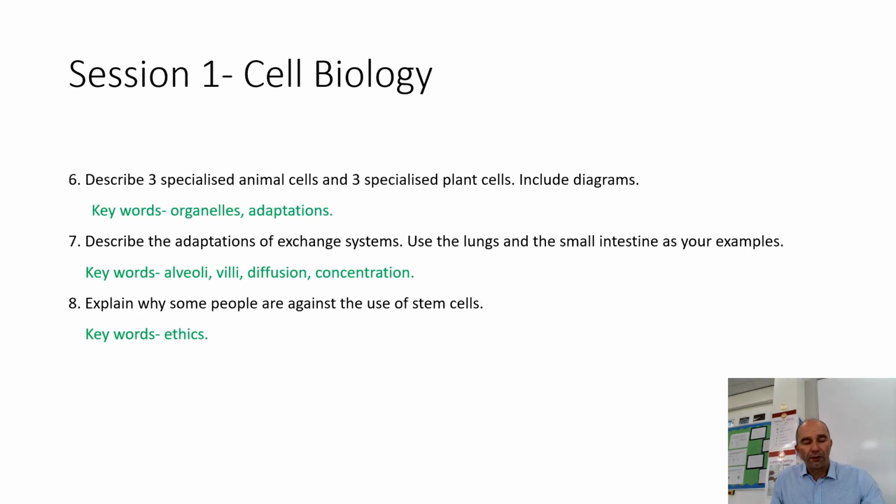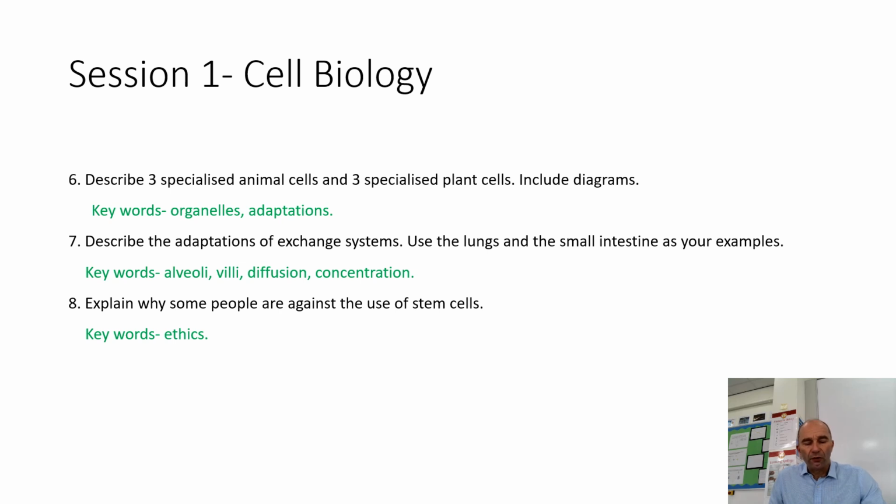Question 6, you need to be describing 3 specialized animal cells and 3 specialized plant cells, and include a labeled diagram as well. In terms of the animal cells, think about maybe red blood cell, sperm cell, nerve cell, maybe a muscle cell. In terms of the plant cells, think about your xylem and phloem. You've got your palisade cell, you've also got your root hair cell. So think about those ones.